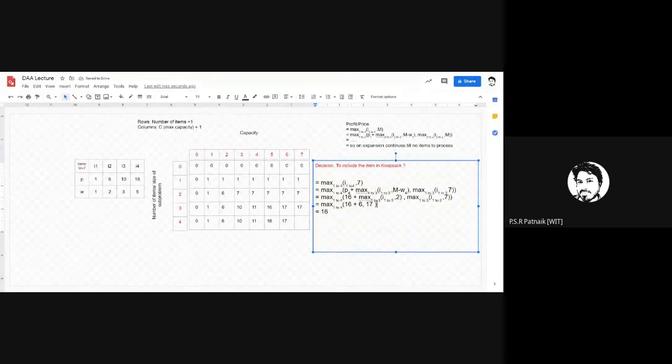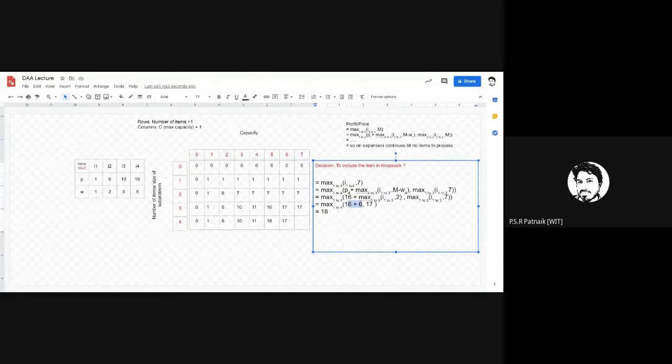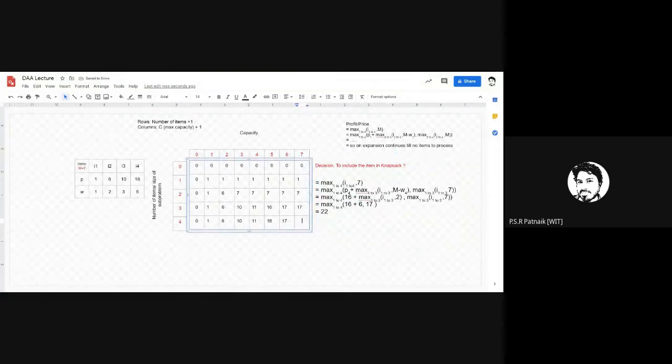Or if I exclude that, anyway I can include that, but there is also a possibility of what I'll get if I exclude this item. If I exclude this item, this is what happens. So 3 items to process, sack capacity as 7. What's the solution? 17. So what's the max of this? 16 plus 6, what is 16 plus 6? 16 plus 6 is 22. So what solution will I get here?